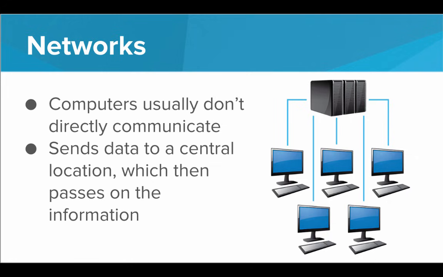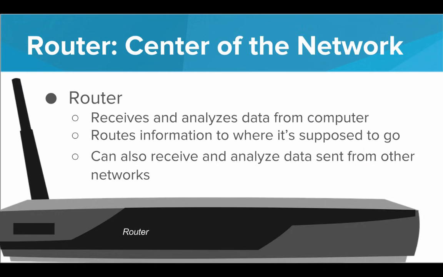Now, this machine sitting in the center is a very special machine, and it's called a router. So a router is the center of the network. It receives and analyzes data from computers, and it routes the information to where it's supposed to go. It's kind of like the traffic controller of the network. It receives data from computers and forwards it along to where it's supposed to go. And it can also receive and analyze data sent from other routers on other networks. And doing this, we can actually connect two different networks to each other.